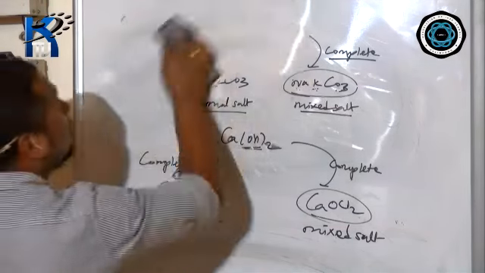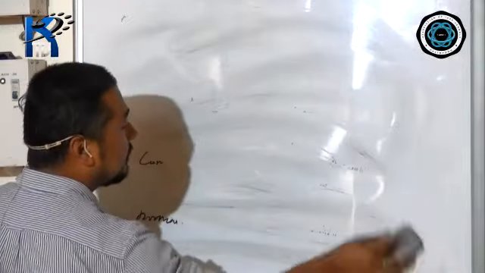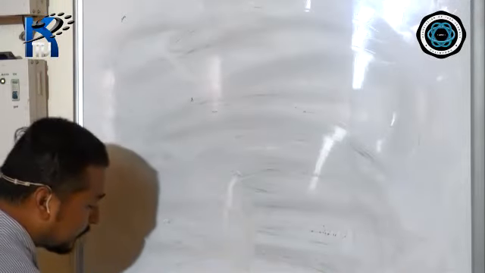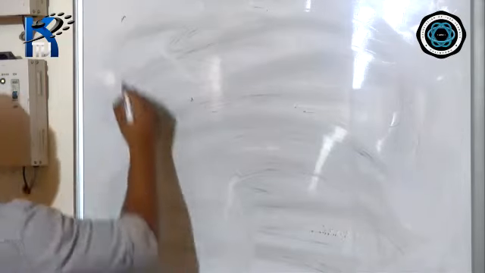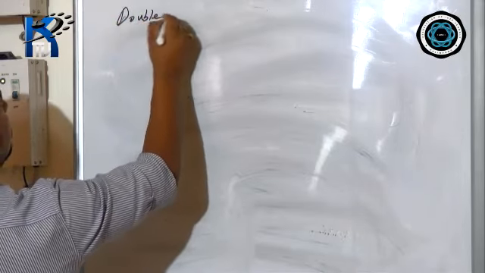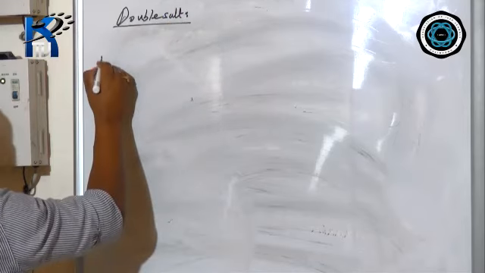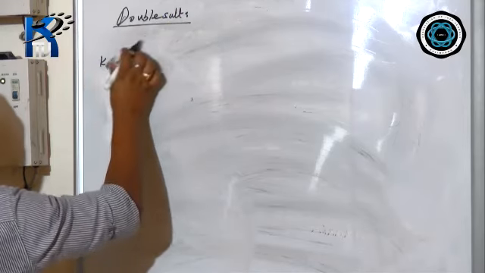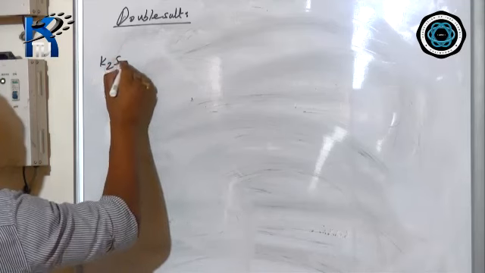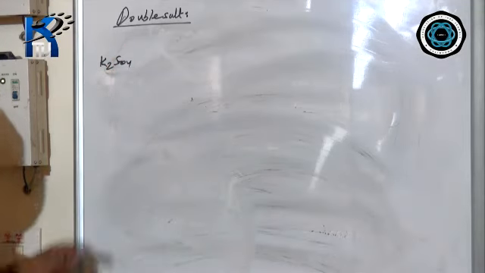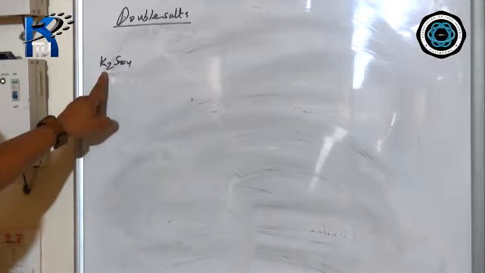Okay. Now we go to the next salt, that is called double salt. Double salt. Okay. This is the formula of potassium sulfate. Potassium sulfate formula is K2SO4, and you can see that the two hydrogen ions of sulfuric acid have been replaced by 2 potassium. So the replacement is complete, therefore it is a normal salt.